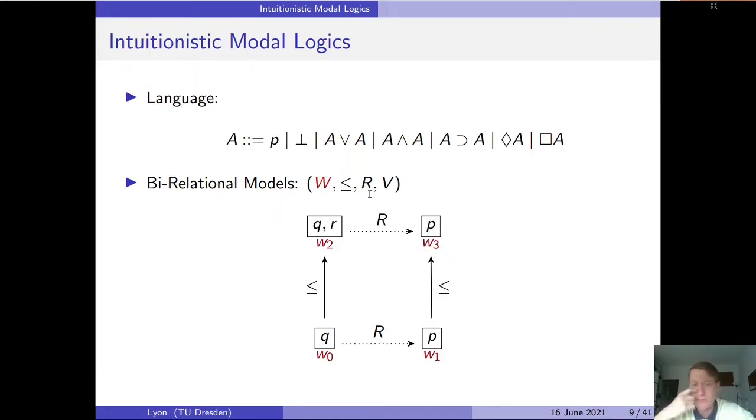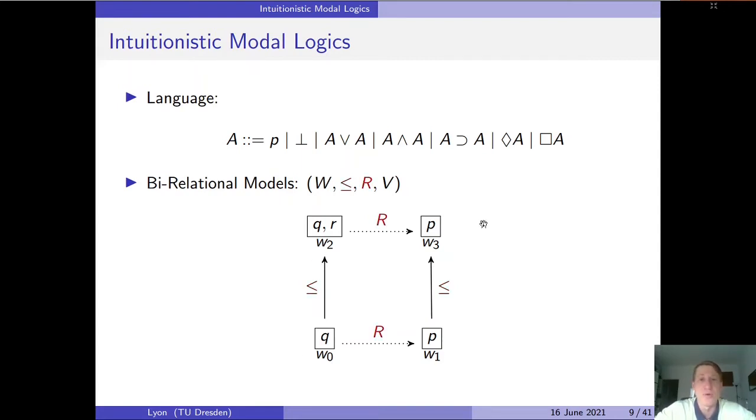So the first component of a birelational model is W, which is a non-empty set of worlds. So in this case, it's W0, W1, W2, and W3. The second component of a birelational model is an intuitionistic relation. So just as in the intuitionistic setting, this is reflexive and transitive. So there are, for example, self-loops at each of these worlds with respect to this relation, which I have not explicitly included, but they're there. So we have reflexivity and transitivity with respect to this relation.